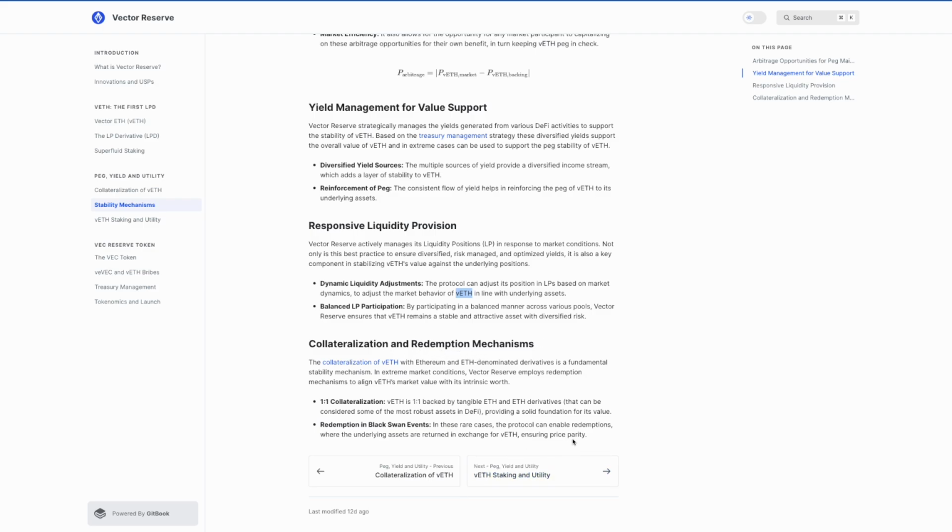Collateralization and redemption mechanisms. This is the key thing here. In case of black swans, in rare cases, the protocol can enable redemptions where the underlying assets are returned in exchange for vETH, ensuring price parity. So this sounds like they can turn on redemptions if they deem so. But again, there's no rule like, if the protocol is below peg for 2 weeks by this much, then automatically you can redeem. No, it's going to be the team deciding, okay, let's turn on redemptions.